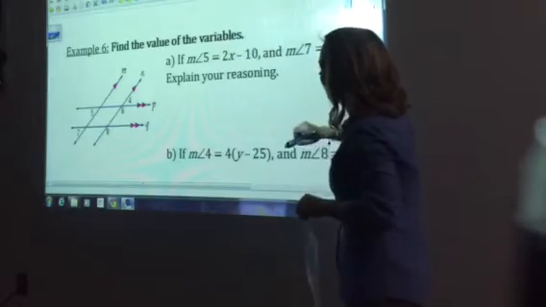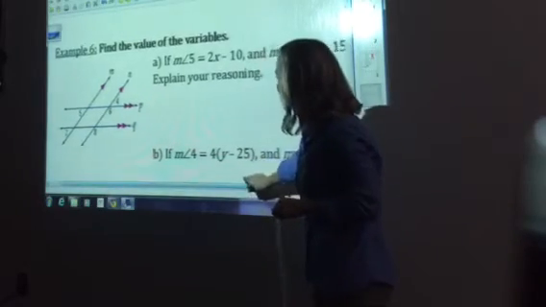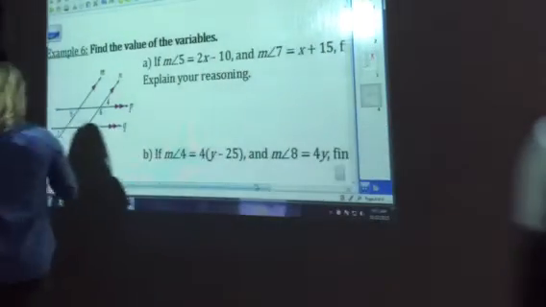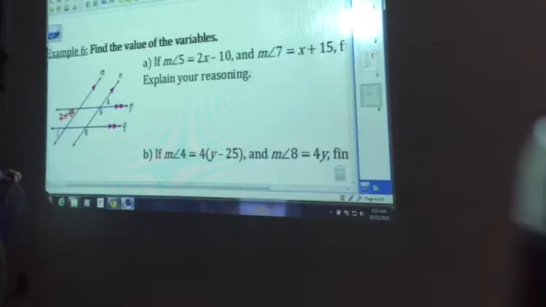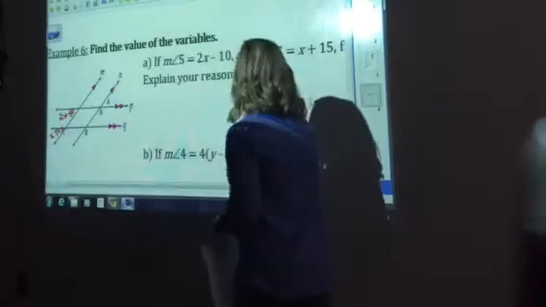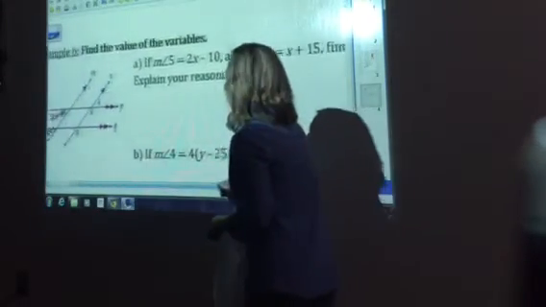So the measure of angle 3 is going to also be 125 degrees. All right? And this last page. If the measure of angle 5 is 2x minus 10, okay, and the measure of angle 7 is x plus 15, okay, find x and explain your reasoning.